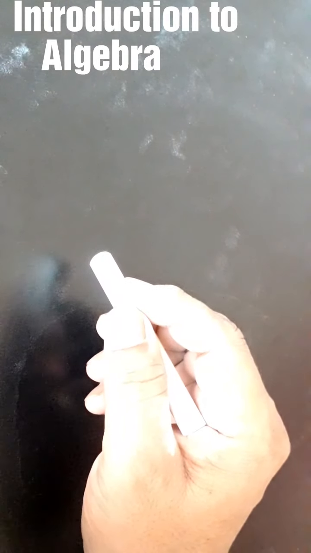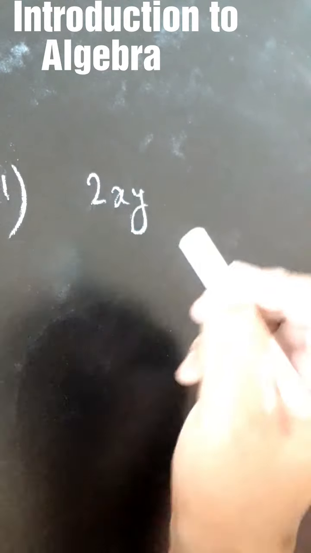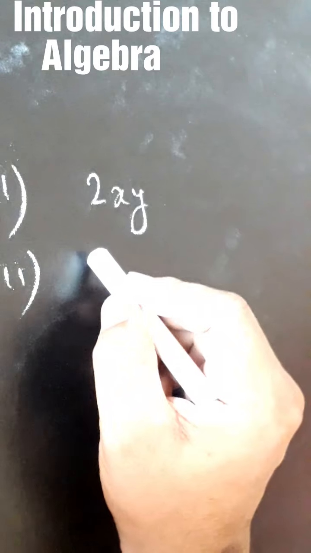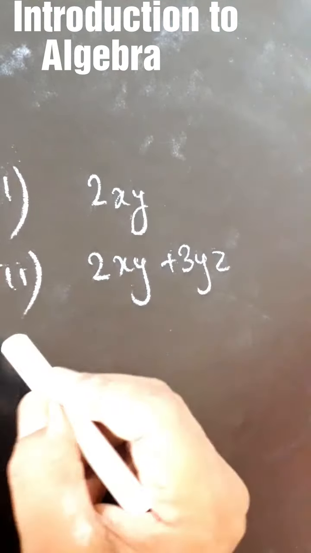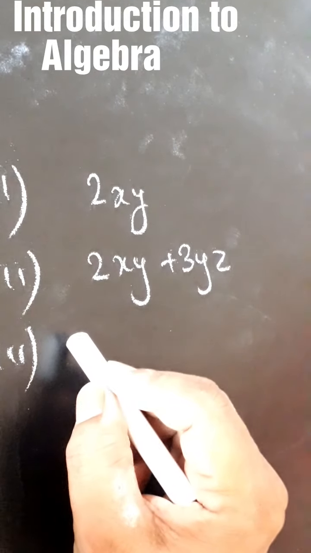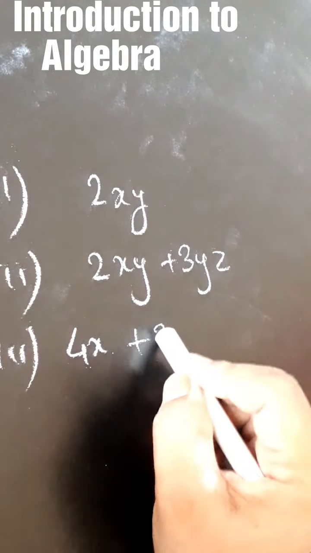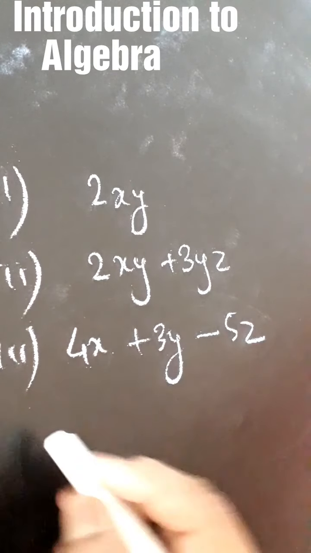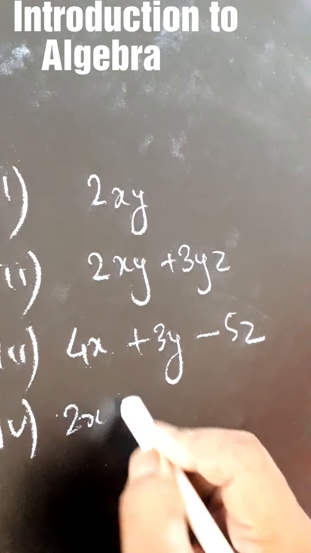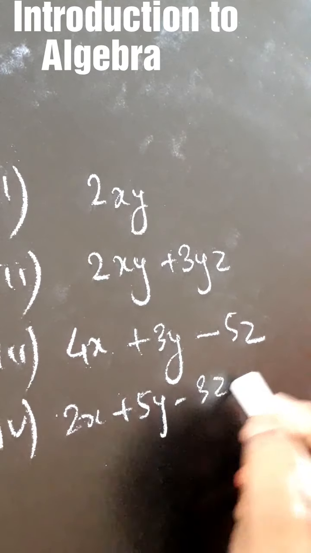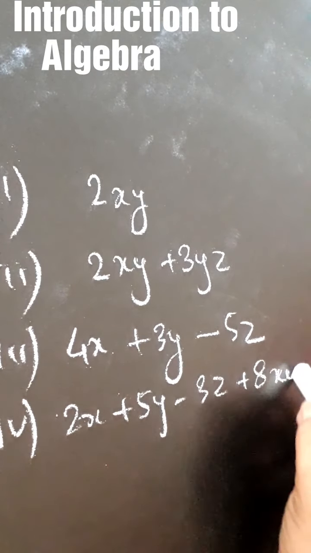Now, we are going to see if an expression consists of one term. Suppose this is an expression which has only one term, 2xy. This is an expression which consists of 2xy plus 3yz, two terms. Suppose this is an expression which consists of three terms, 4x plus 3y minus 5z. Suppose this expression consists of 4 or more than 4 terms, 2x plus 5y minus 3z plus 8xy and so on.